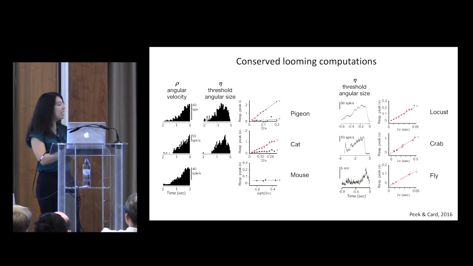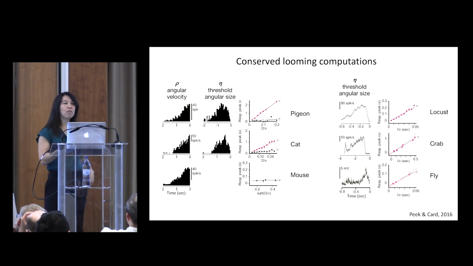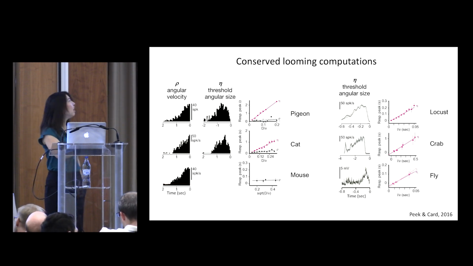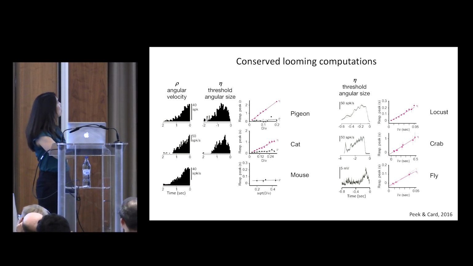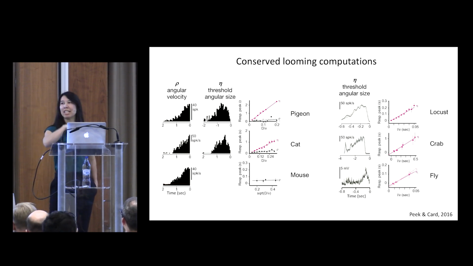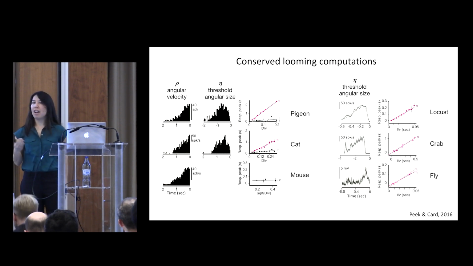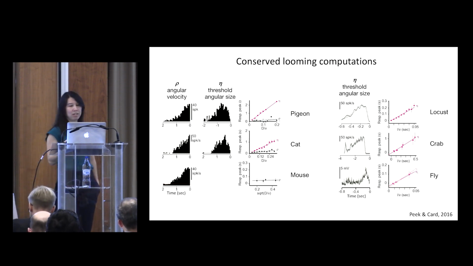Let me just really quickly show you across species that these observations have been made in pigeon, cat, mouse, locust, crab, and fly, whether it's rho neurons encoding angular velocity or eta neurons encoding size, and especially with that particular shape that has a peak before the end of the loom encoding a size threshold. These seem to be somewhat ubiquitous parameters.